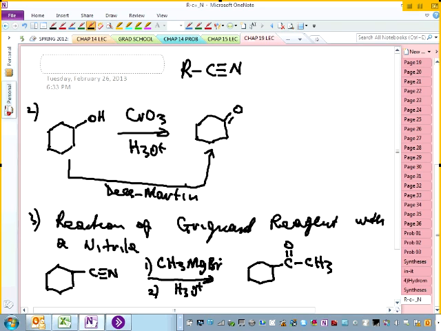And so this is a general reaction. You can use any Grignard or any nitrile. And then, of course, some of you might wonder, how do you make your nitrile? If you recall, last semester, to make a nitrile, you do an SN2 reaction with a primary substrate, for example.